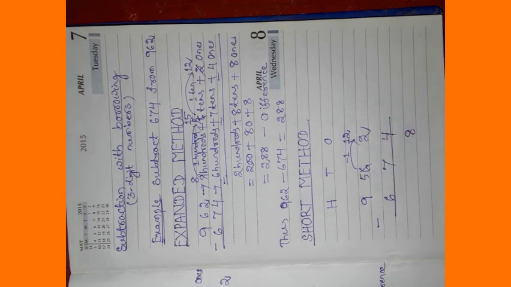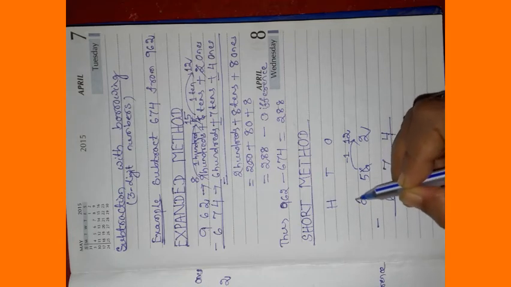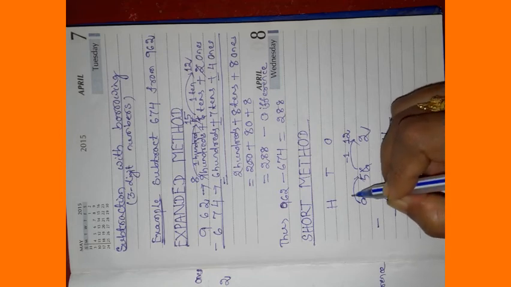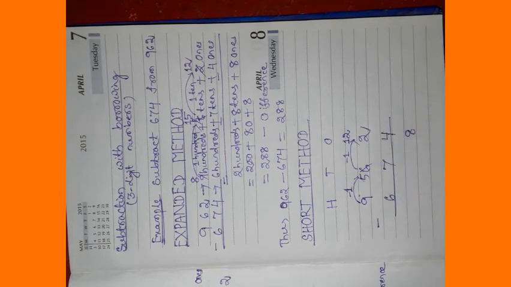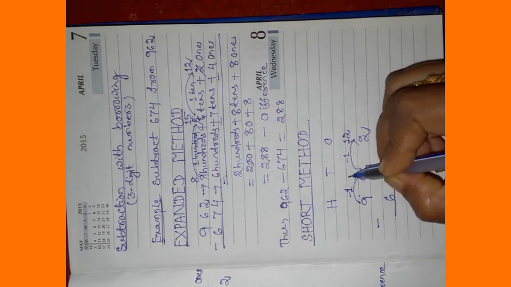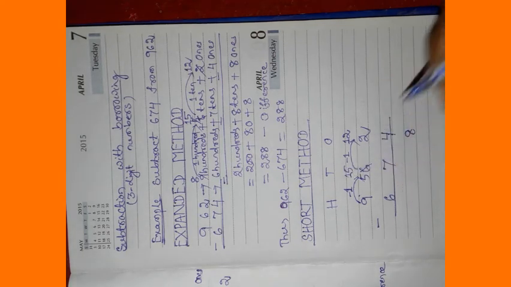here? 5 tens. Let us subtract 7 tens from 5 tens. We cannot subtract 7 from 5 because 7 is greater than 5. So let us borrow from the hundreds place and add to the tens digit. We know that 100 equals 10 tens. 10 tens plus 5 tens is now 15 tens. Then subtract 7 tens from 15 tens.